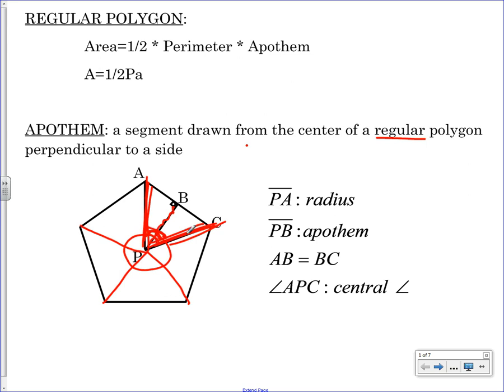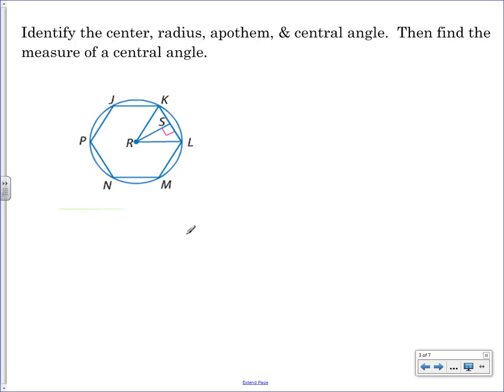Is that okay? Okay, so now let's actually do some. Identify the center, radius, apothem, and central angle, then find the measure of a central angle. Only find one because they're all the same. So what is the center of this shape? Capital R, point R. There's two radii that they show. What's one of them? Line segment RK and line segment RL. Easy, everybody fine?